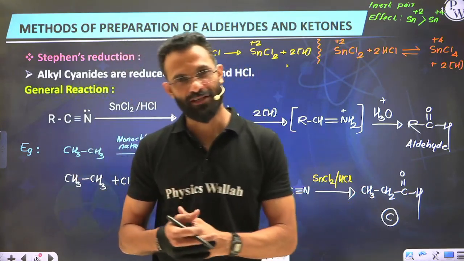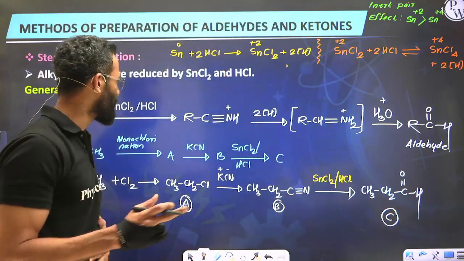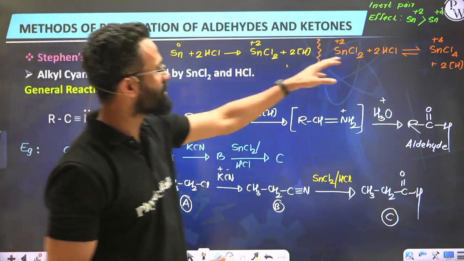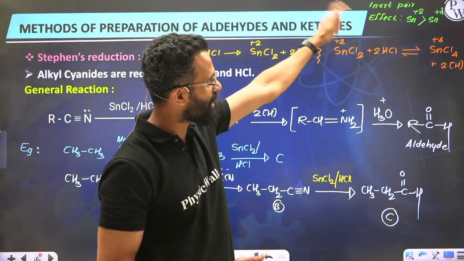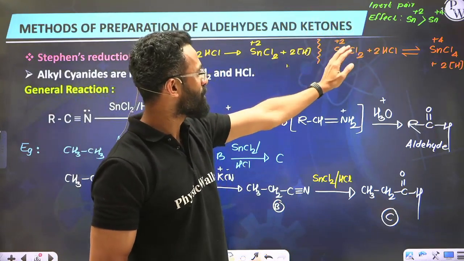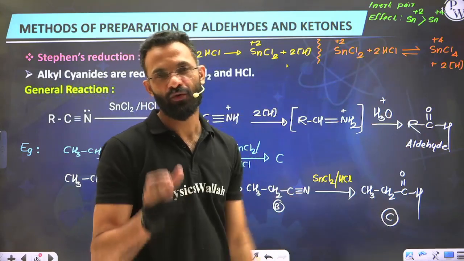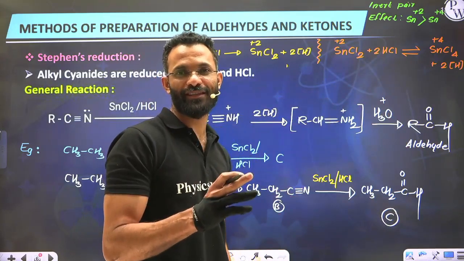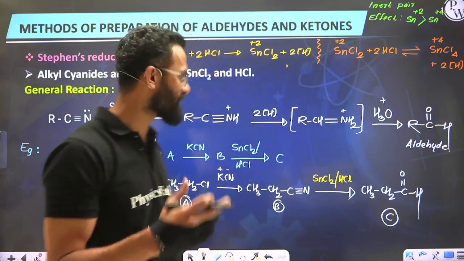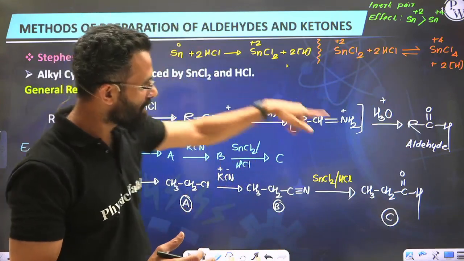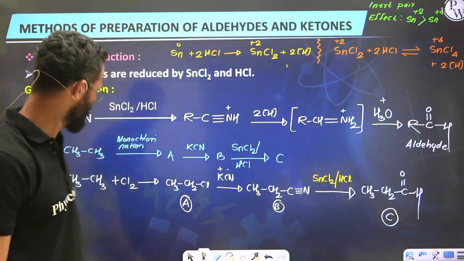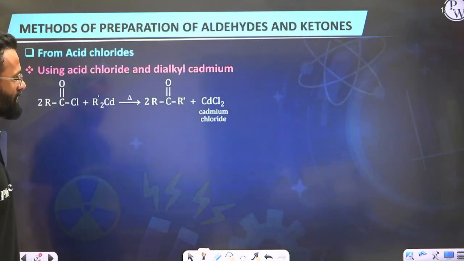And just now we saw Stephen's reduction. We studied the importance of Sn in +2 and +4 state using the inert pair effect, how Sn +2 is more stable, because of which the reaction of HCl with SnCl2 will always be reversible, giving you a lesser concentration of nascent hydrogen. Hence it avoids the reduction of nitrile into amine, and that's how you get aldehydes. So guys, let's go ahead.